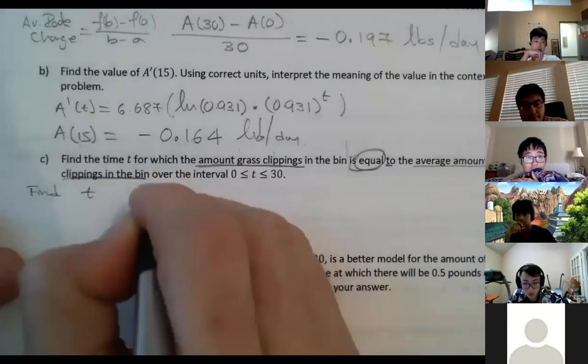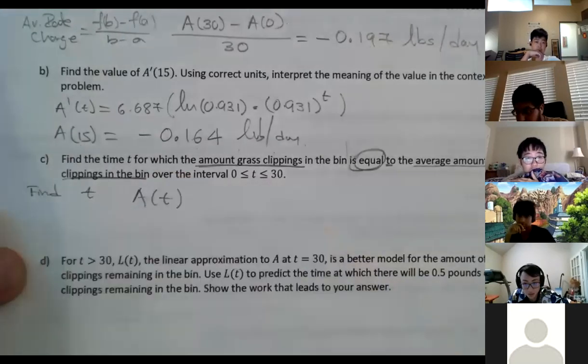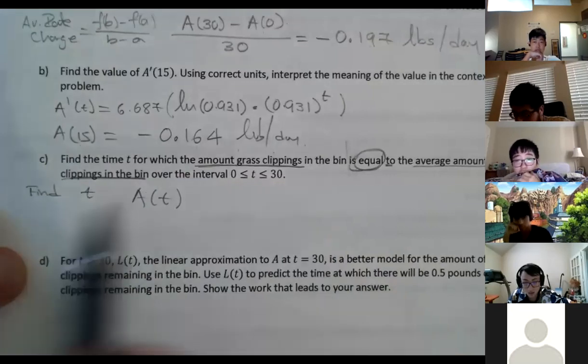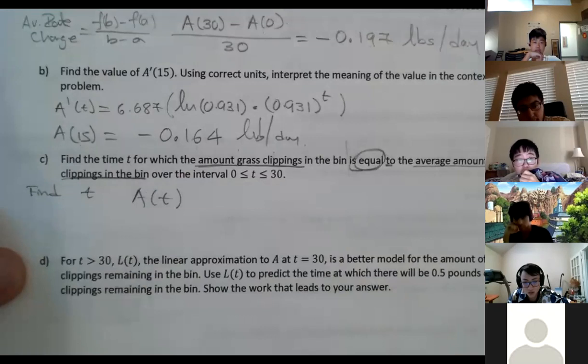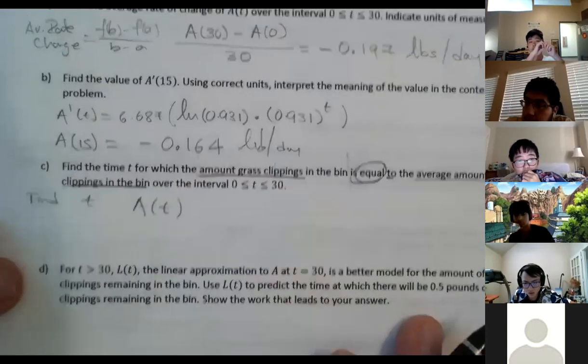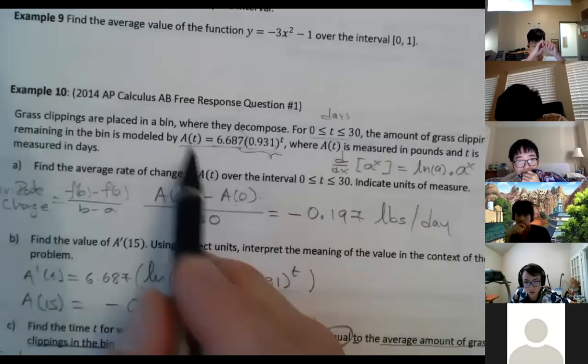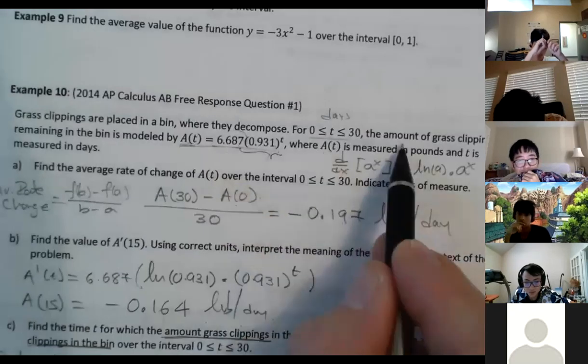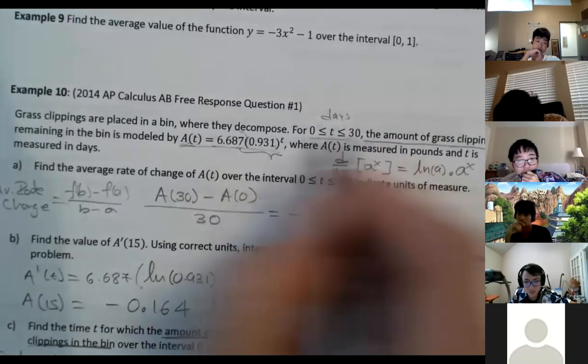I think it's looking for the t where the instantaneous change is equal to the average amount. So it's like the derivative equals the integral where the t is. No, not exactly, but look, what is the amount of grass? A of t, where A of t is measured in pounds. So the amount of grass clippings is what?